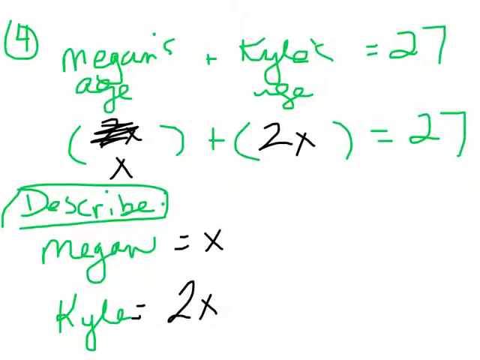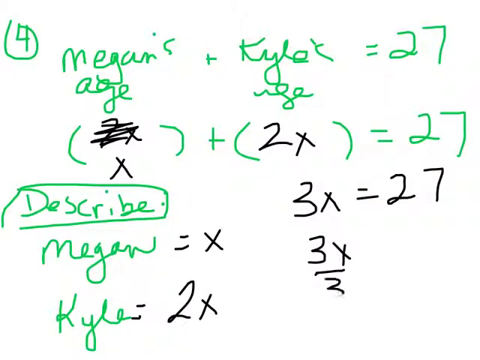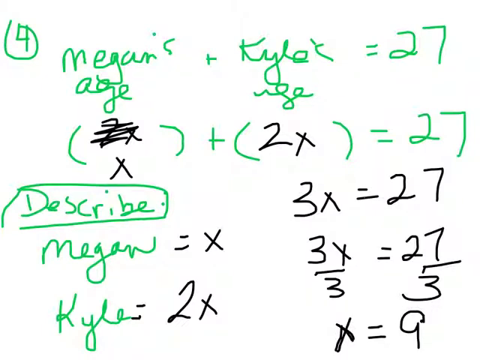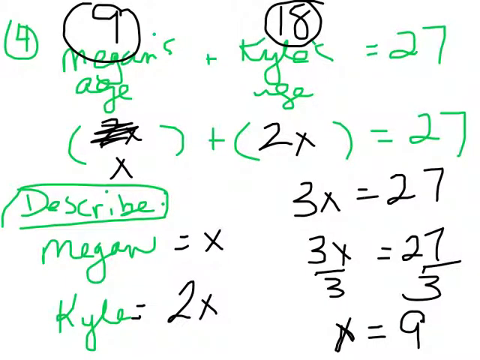Which would be 3X. And if we divide both sides by 3, X is going to equal 9. So Megan is 9, and Kyle is 2 times 9, 18. And they just wanted to know Kyle, which was 18, but now we know what both of them are. Plus, when we add them together, we see that it worked, right? 9 and 18 is 27. Kyle is twice as old as Megan, so we can really see that it worked that way.